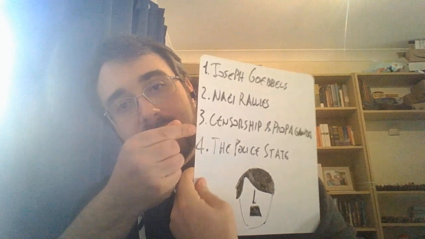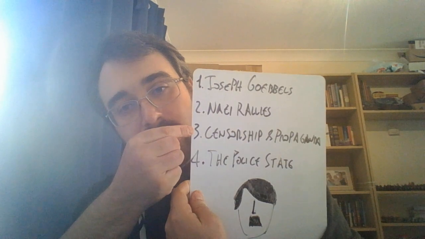However, despite the spectacle provided by the rallies, and here we are moving to the second point, which is censorship and propaganda. Despite the spectacle provided by the rallies, the most effective and thorough way the Nazis were able to control the population was through a very careful and savvy use of the most modern means of propaganda.